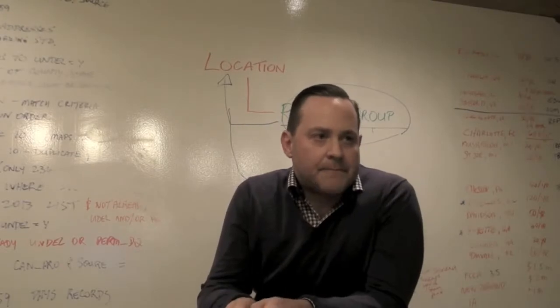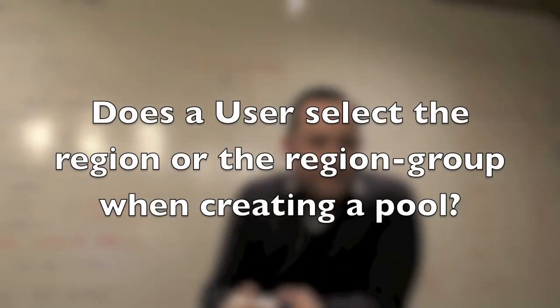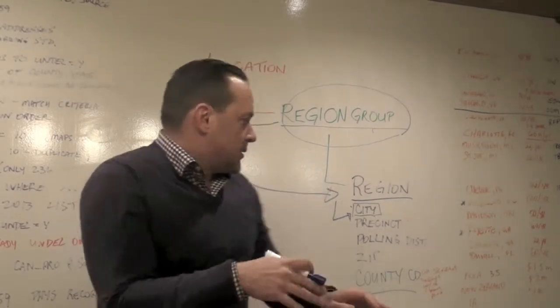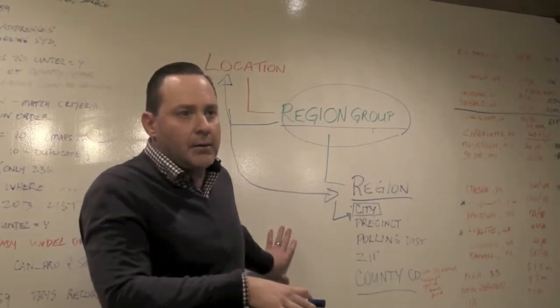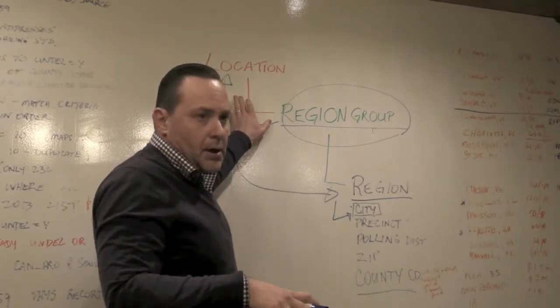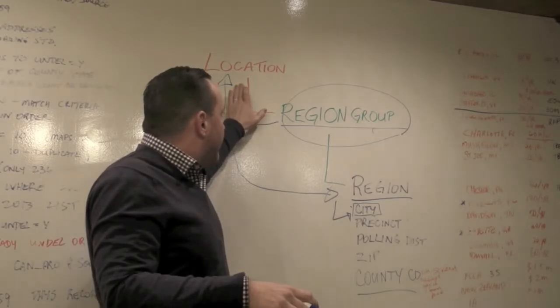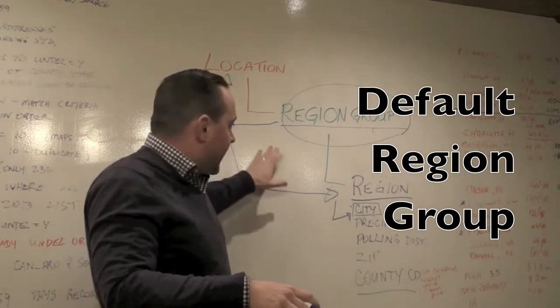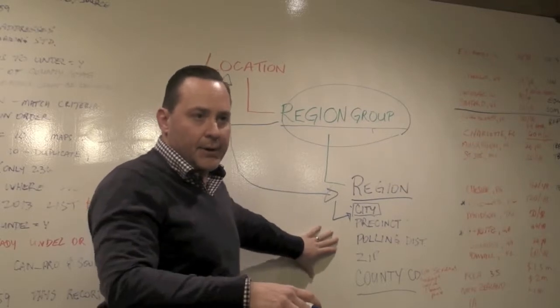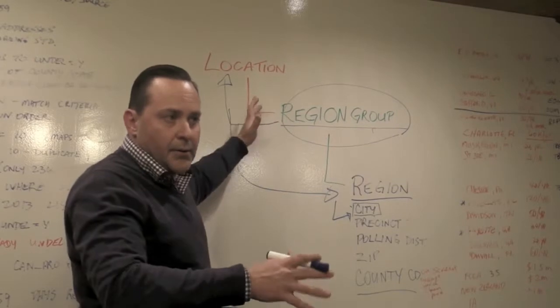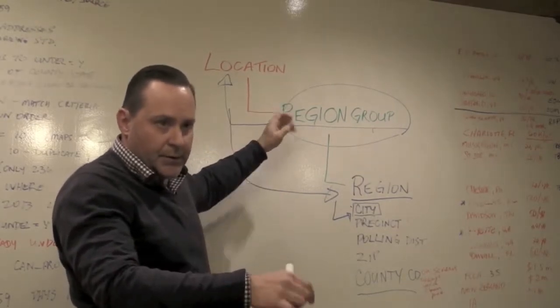Okay, so we've got some questions. When a user would like to create a pool, what would they select? A region, or will they go to select a region group? Yeah, that's a good question. The way the software will be configured initially out of the box is all of this regionalization will already be done. So if we're talking about a county, they'll have a default set of region groups already established for their location. They don't really have to do anything. They just use the default, and away they go.